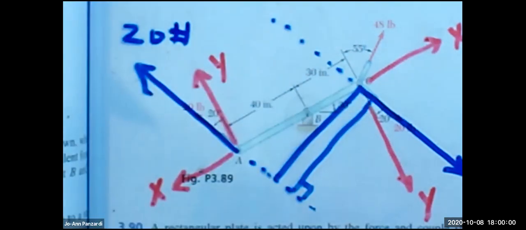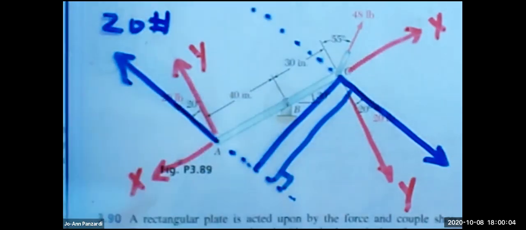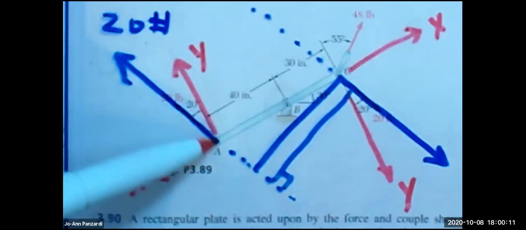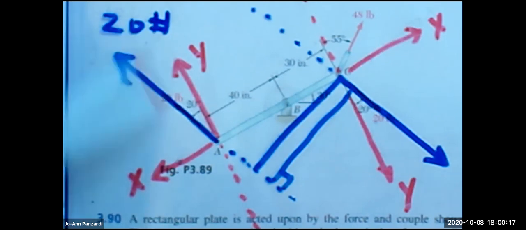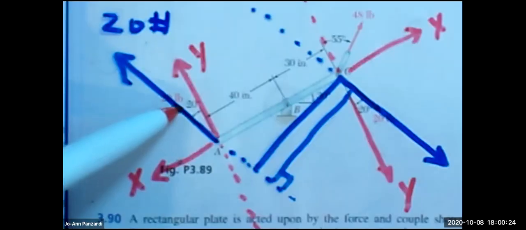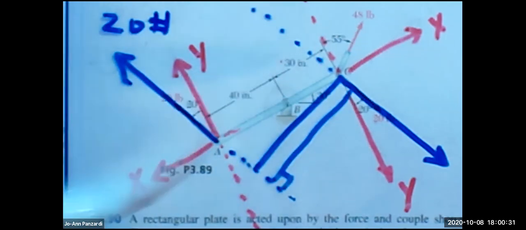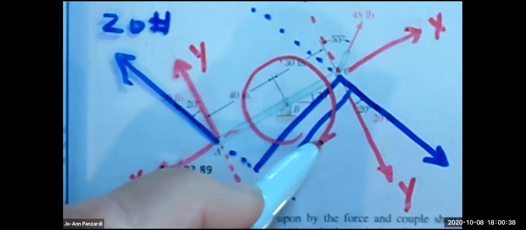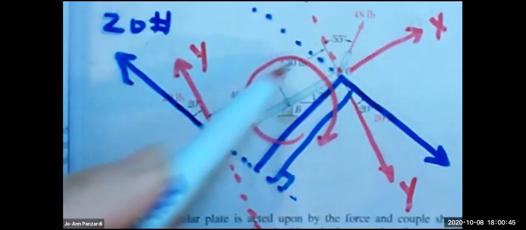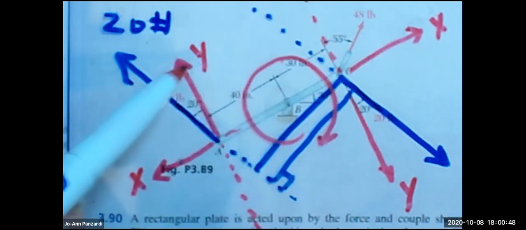But now I have two couples. I have a Y couple and an X couple. And the moment due to a couple is you take the magnitude of the force. So in this case, I'm looking at this Y force, which is 20 pounds times cosine of 20. Do you agree? So I'm taking this 20 times cosine of 20, and I'm multiplying it by the perpendicular distance between the two, which is 70. And that's the couple that's created, going to be like this, right? So it's going to be 20 times the cosine of 20 times the perpendicular distance of 70. That's the moment that's created by the Y couple.